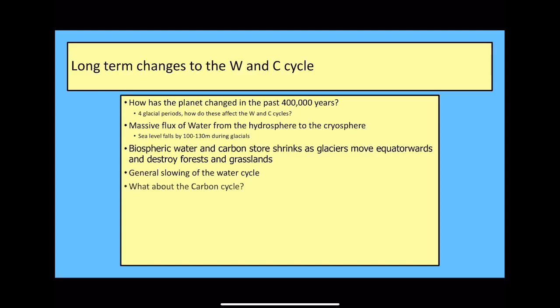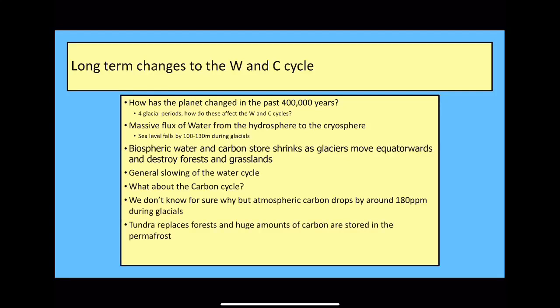With regards to the carbon cycle, it's a little bit more complicated. We understand it not quite as well, but atmospheric carbon drops dramatically, and scientists aren't 100% sure why. So tundra replaces forests, and a huge amount of carbon is stored in the permafrost, which may play a part.